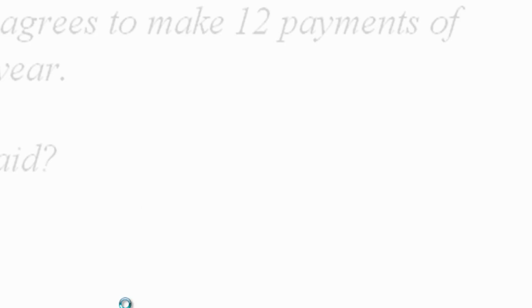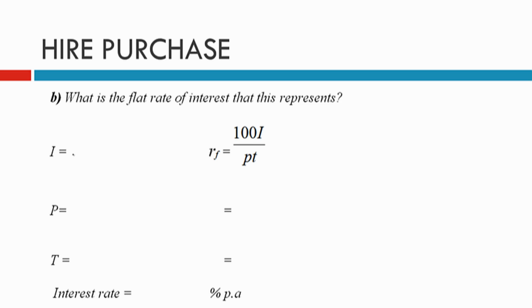Part B says what is the flat rate of interest that this represents. So we need to find our Rf. So we're going to use our Rf. Remember, you don't have to. You could just use I equals PRT over 100 and put it into your calculator with solve. So let's work out what I is first. I is $1,600. We just worked that out.